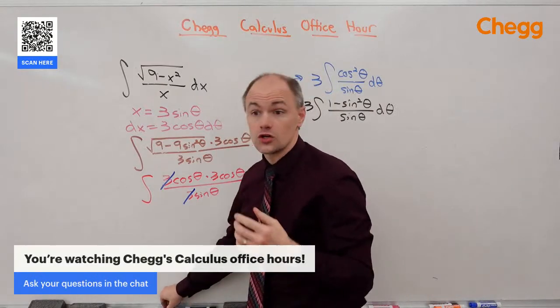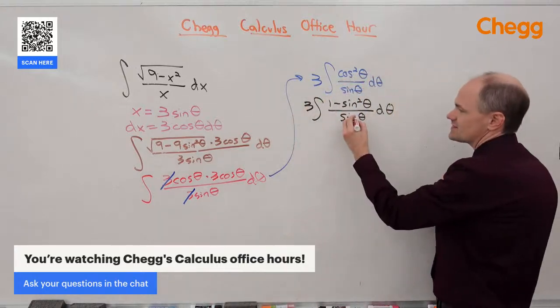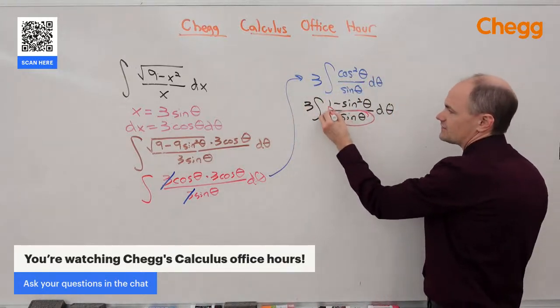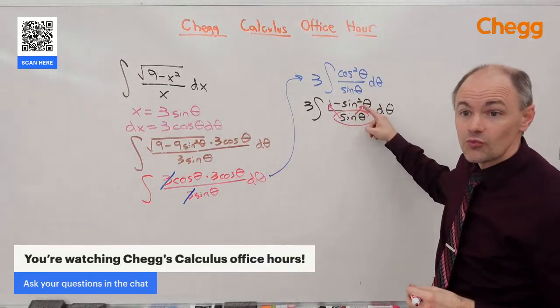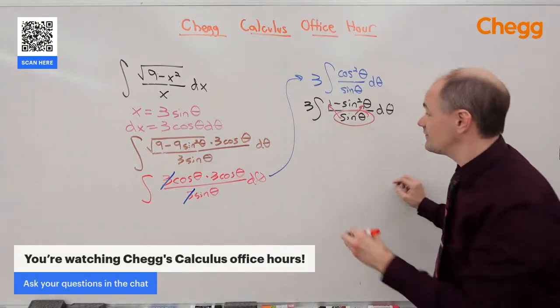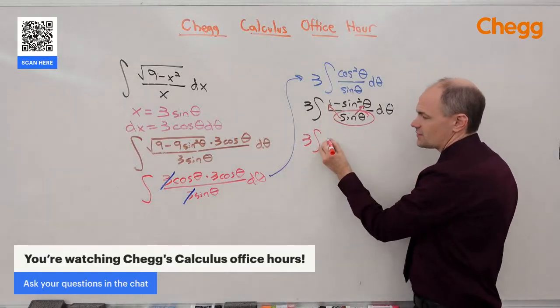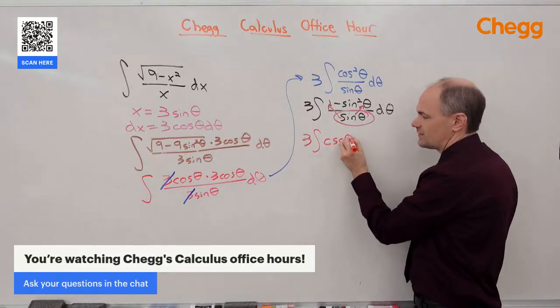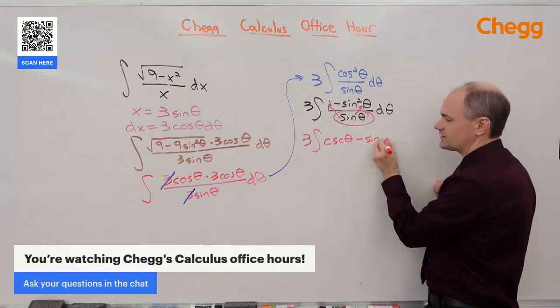Why is that better? Good question. The reason it's better is because now I can take this sine of theta and divide it by both terms. I can't just reduce it with one term, but I can distribute it and divide by both terms, which gives me the integral of 1 over sine. The reciprocal of sine is cosecant. Minus sine squared over sine gives me a single sine.